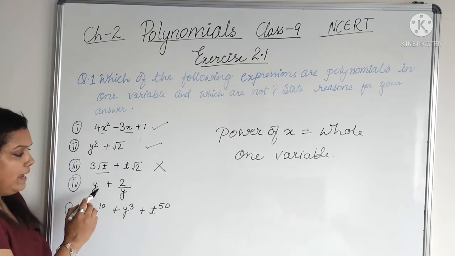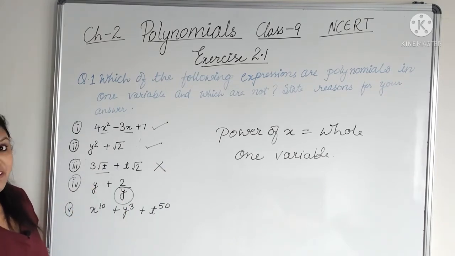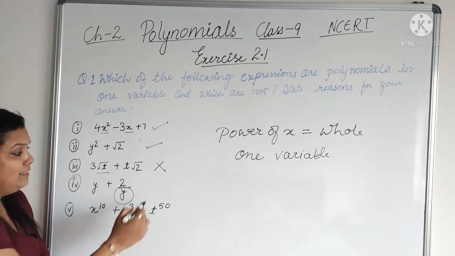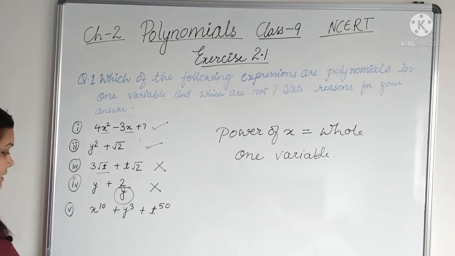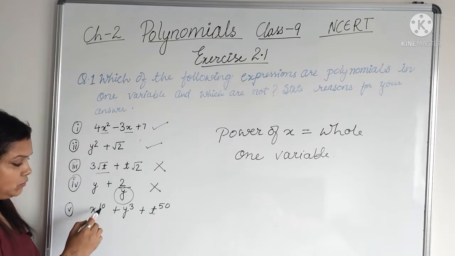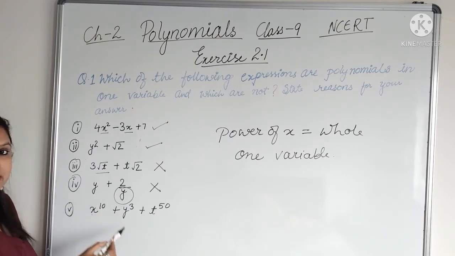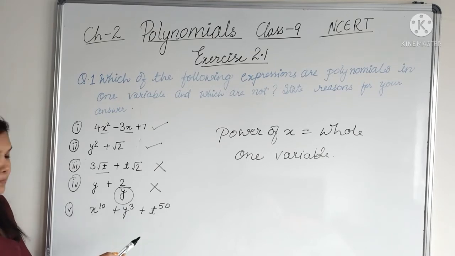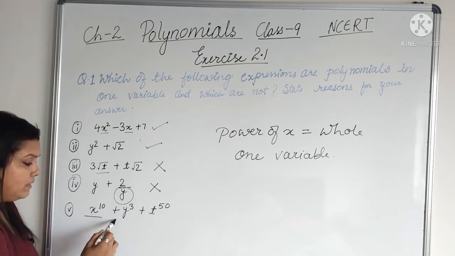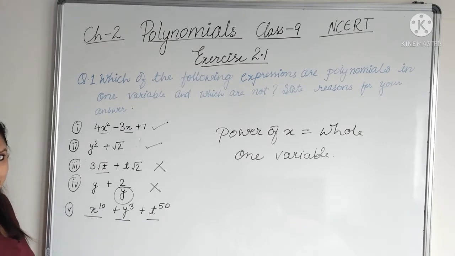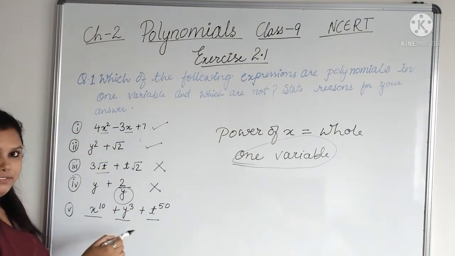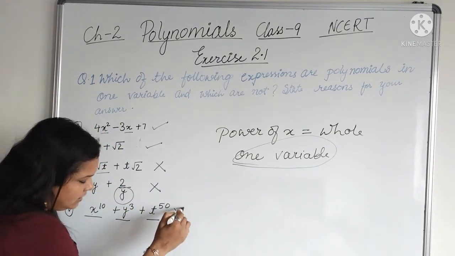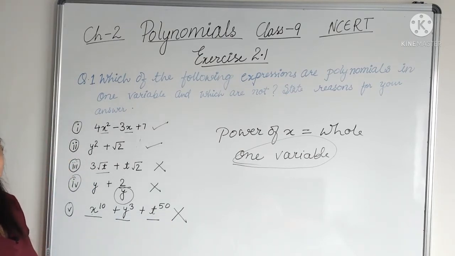Now the next one, y plus 2 by y. The power of y is not a whole number. So it is also not a polynomial in one variable. Now the next one and the last one here, x to the power 10 plus y to the power 3 plus t to the power 50. Now here you have to see there are 3 variables, but we want only one variable. So this one will not satisfy it. So it is not a polynomial in one variable. Okay. Now we will move to the next one.